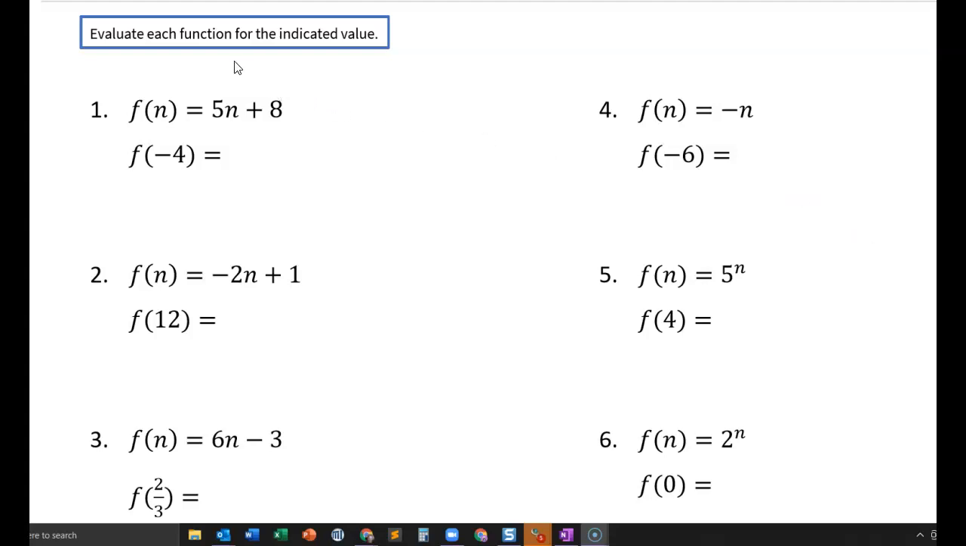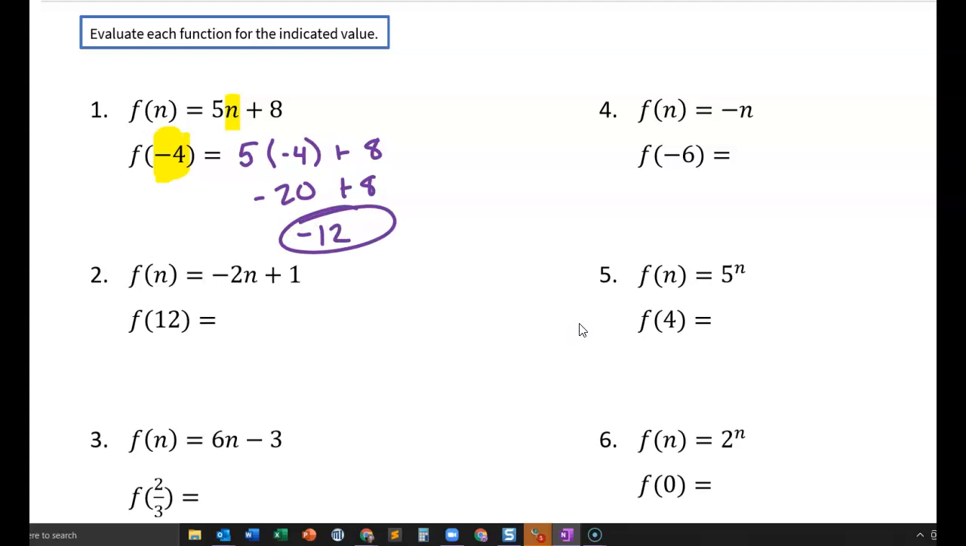It says evaluate each function for the indicated value. So we're going to take this -4 that's in for n, and we're going to put it in place of this n up here. So if I highlight this, -4, it's going to go in for this n right there. So let's do 5, and I'm going to put a -4 in for n, plus 8. We get 5 times -4 is -20, plus 8, and that equals -12 overall, so that's our answer.